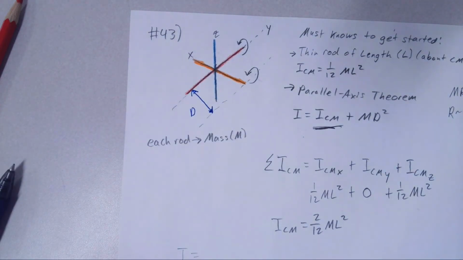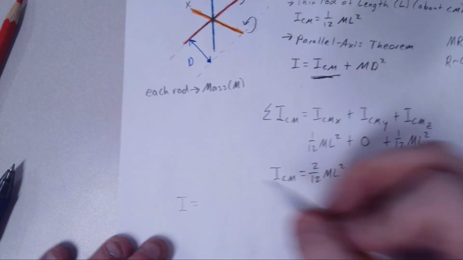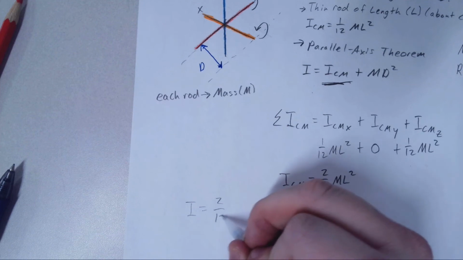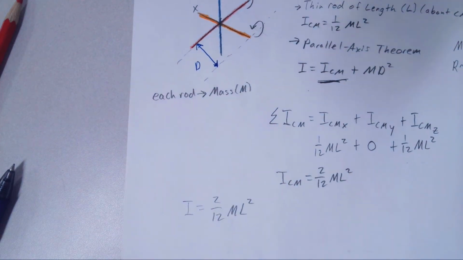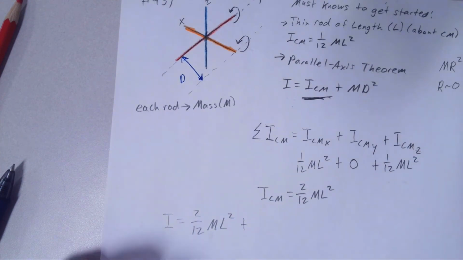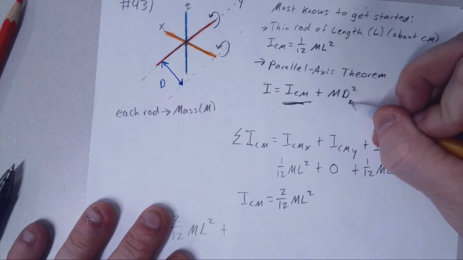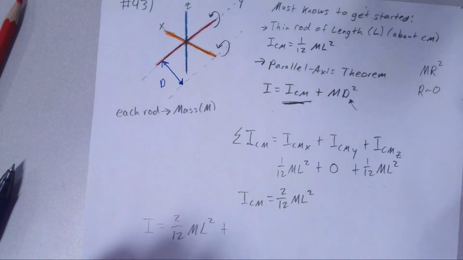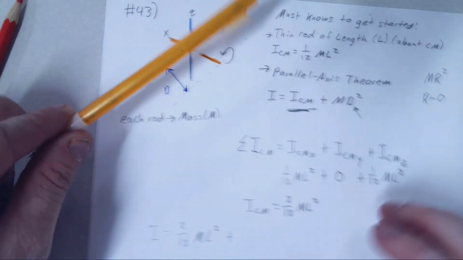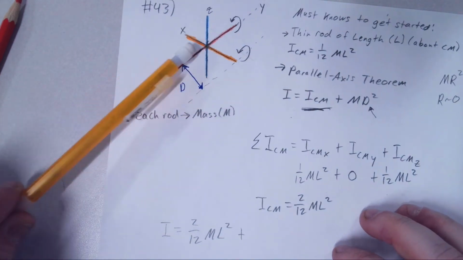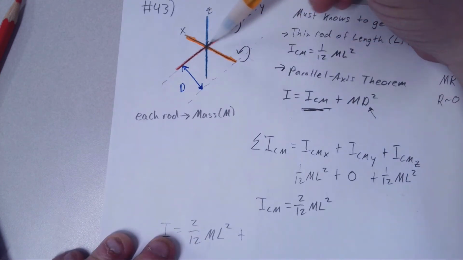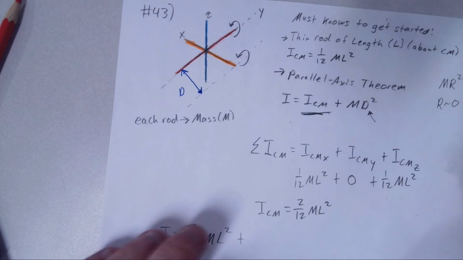Okay, so we have I equal to I_CM, which we just calculated is 2/12 ml squared, plus md squared. Now, what is the md squared? What does this d mean in the first place? This d means how far we have moved from our initial axis of rotation. If we were originally here on the x rod in the middle, and we moved this far, how far is that? If this is L, then the distance that we displaced ourselves is L over 2.